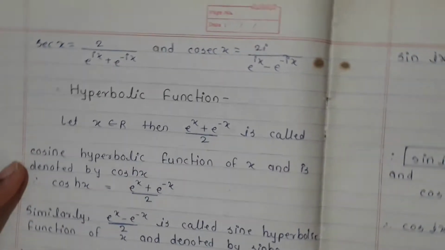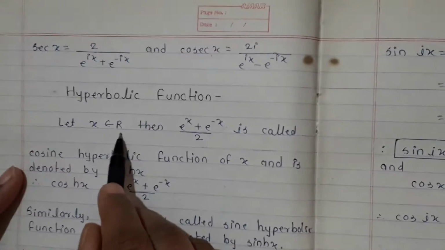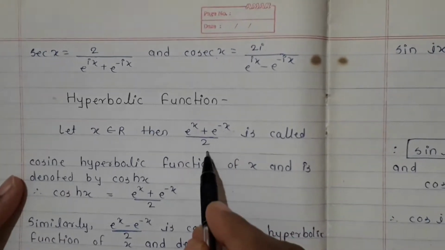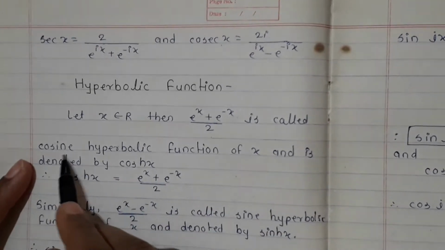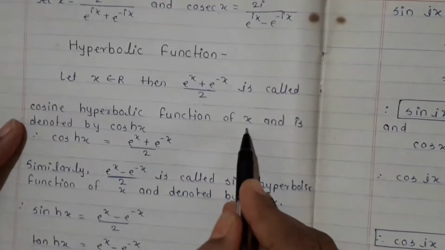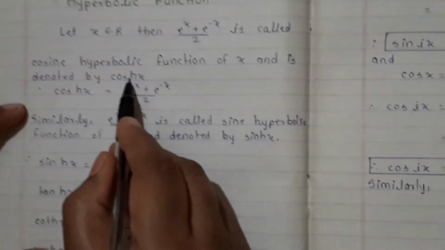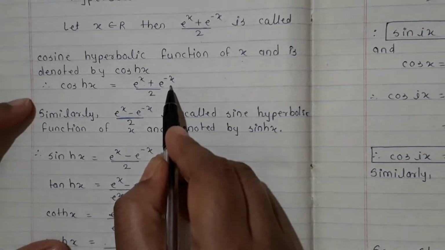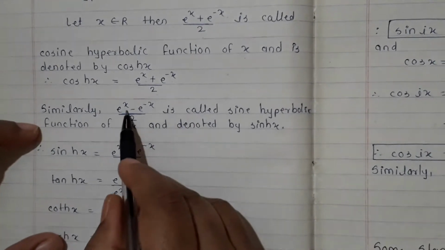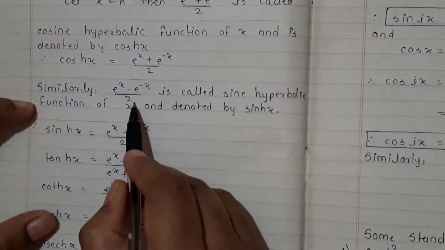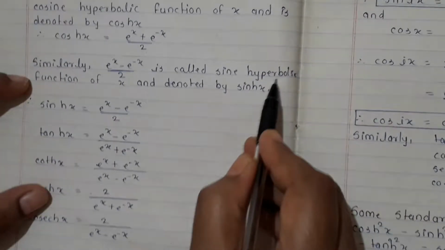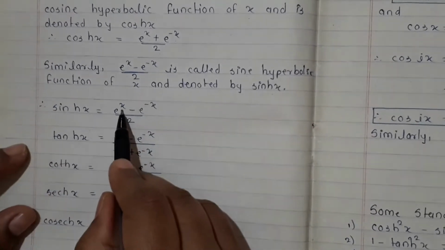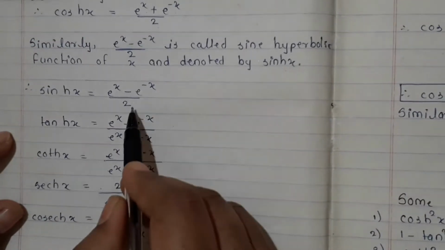Now we see the hyperbolic function. Let x belong to R, that is the set of real numbers, then e raised to x plus e raised to minus x by 2 is called the cosine hyperbolic function of x, and is denoted by cosh x. Therefore cosh x is equal to e raised to x plus e raised to minus x by 2. Similarly, e raised to x minus e raised to minus x by 2 is called the sine hyperbolic function of x, and sinh x is denoted by e raised to x minus e raised to minus x by 2.